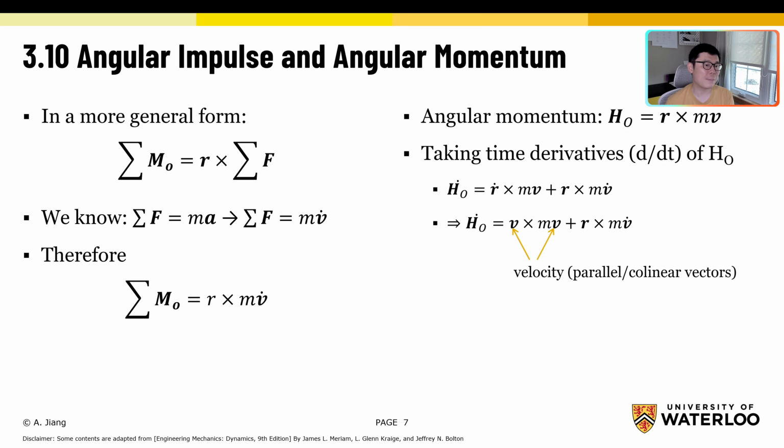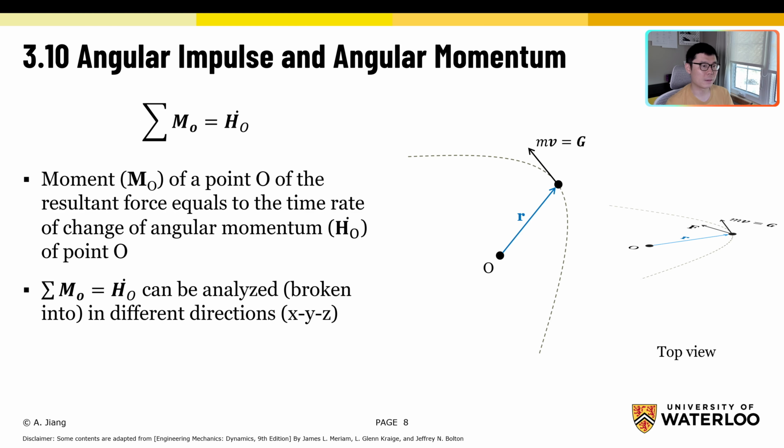The good thing happens here. We see that there is a V cross V, which is 0. Right? Cross product of the vector itself is 0. Therefore, the angular momentum H0 dot can be written as equal to R cross product MV dot, which is also equal to the left-hand side, sum of MO. Therefore, we have sum of MO equals to HO dot.